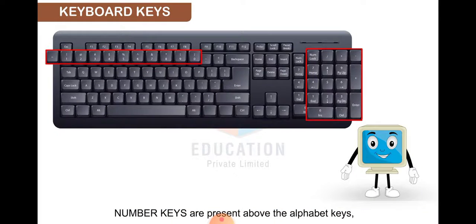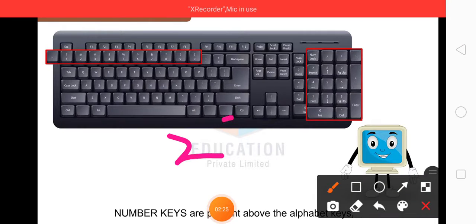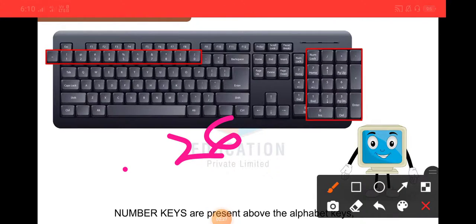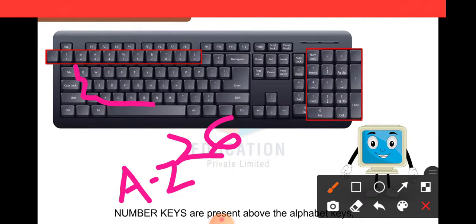The first one is the keyboard keys, that is the alphabet keys. Okay students, so alphabet keys are those keys that are used to type poems, stories and sentences. So how many are there? There are 26 in number, that is A to Z. So you may see here, these are the alphabet keys.